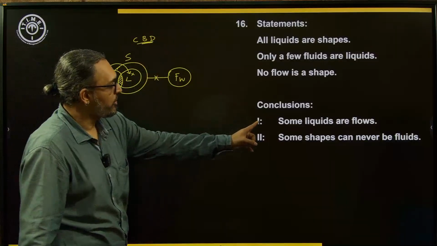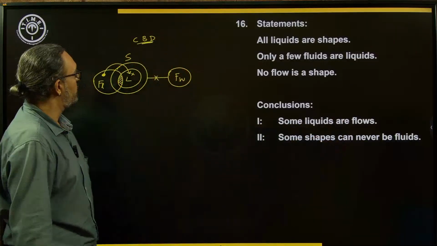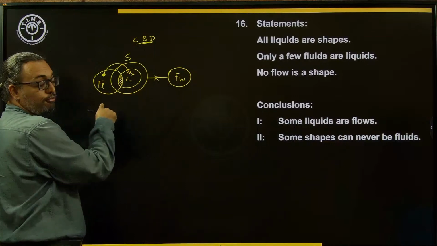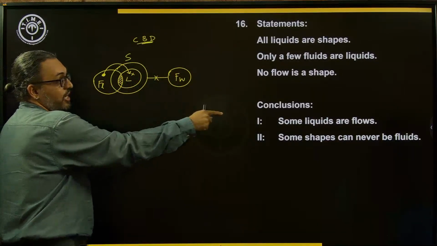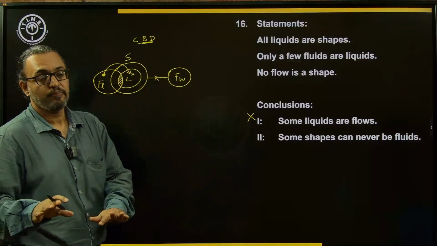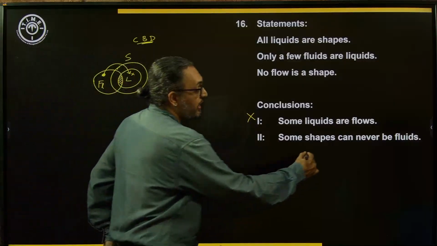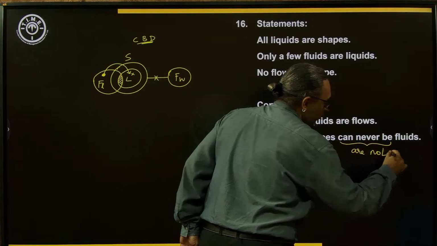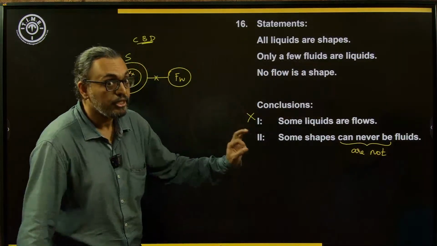Now coming to the conclusions, some liquids are flows. Tell me, are some liquids flows here? No. Some liquids are fluids, I know, but not some liquids are flows, it doesn't work. Positive conclusion doesn't satisfy, does not follow. Then we have some shapes can never be. Now, whenever you have can never be, it must always be understood as are not. It is a negative conclusion.